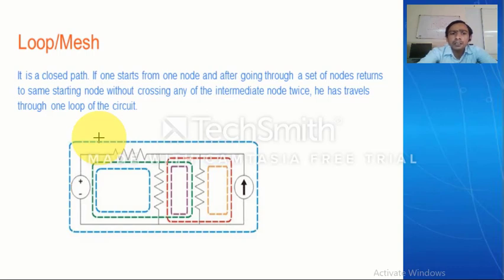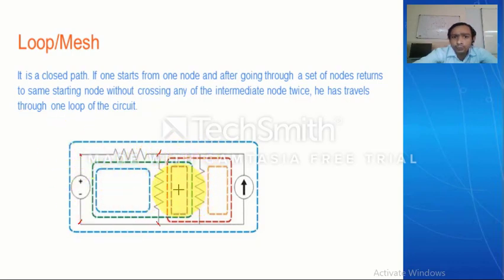Now what do we understand by the terms loop and mesh? Definitely loop and mesh are not the same. There is a very basic difference. Any closed path is called a loop. If one starts from one end and after going through a set of nodes returns to the same starting node without crossing any of the intermediate nodes, he has traveled through one loop of the circuit. Here you can see, if I start from this node and proceed towards this node, then this node and then this node, and return back to the same node, I have completed one loop. So this is a loop.